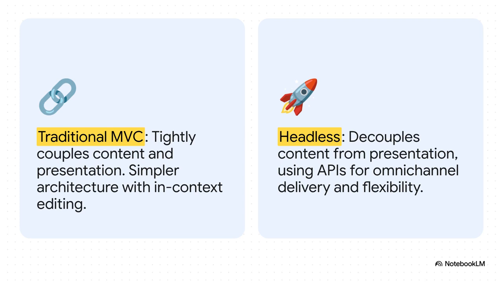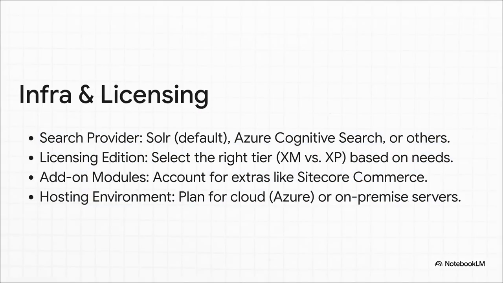Now this slide shows a huge technical decision you'll have to make early on. Are you going with a traditional approach where your content and the design are kind of glued together? Or are you going to go headless, where you separate your content from how it's presented? That gives you the flexibility to use APIs to push that same content to a website, a mobile app, maybe even a screen in a store, all from one source.